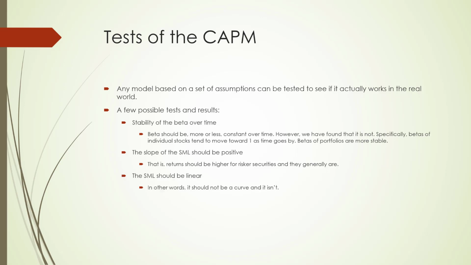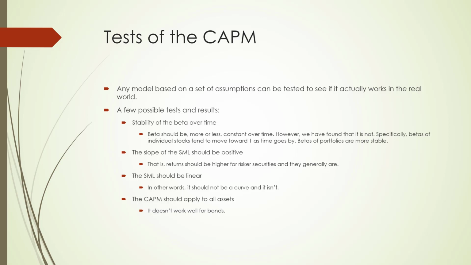Next, we could test to see if the security market line, or the CAPM, is in fact linear. The alternative would be that it would be some kind of a curve. What we find, fortunately, because nonlinear functions are much harder to model, is that the security market line is pretty much a linear function.